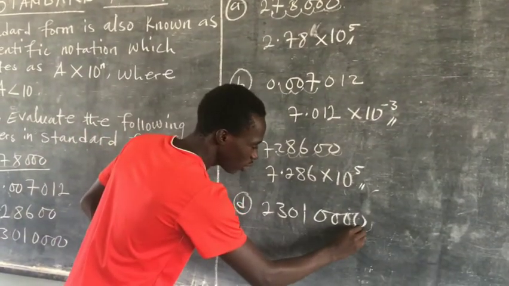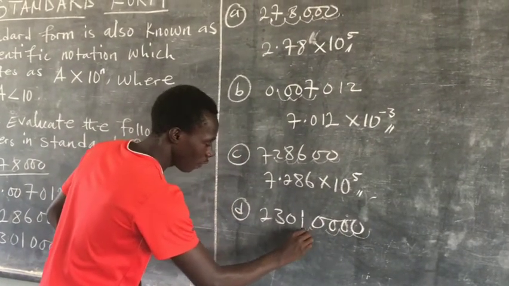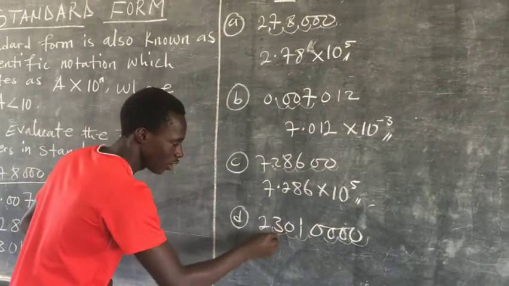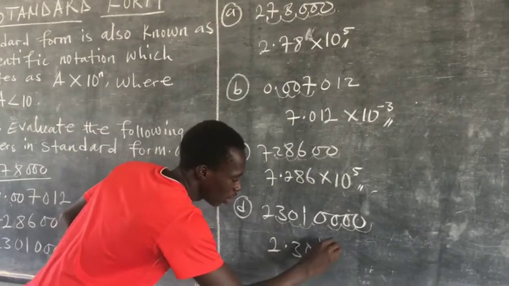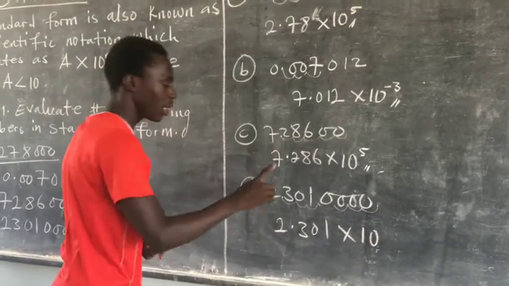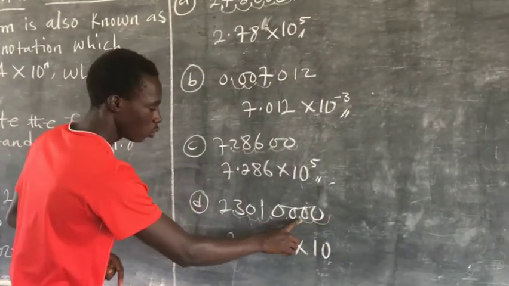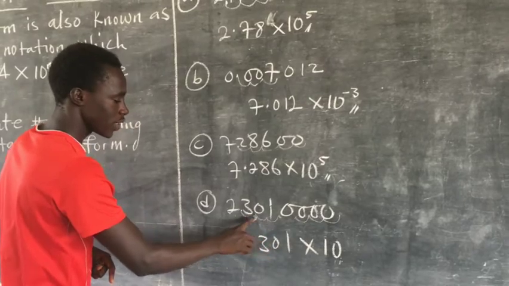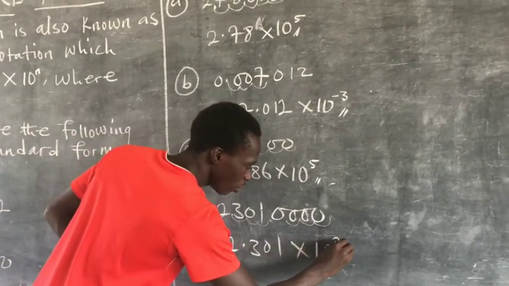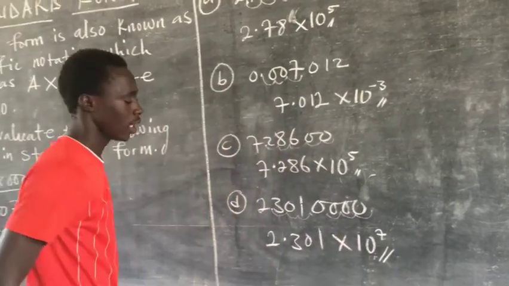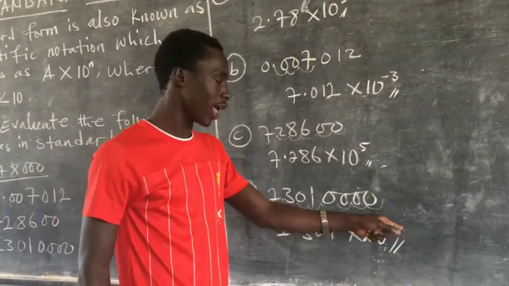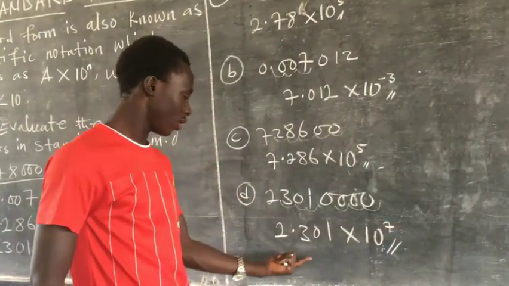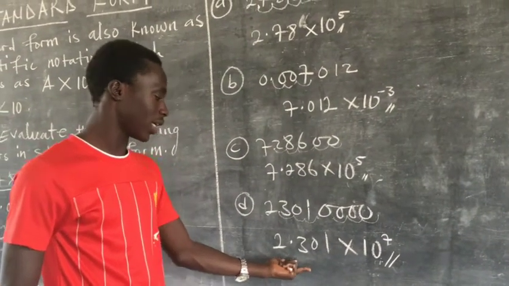So this is 1, 2, 3, 4, 5, 6, 7. So this will be 2.301 times 10 to the power. How many times do we move the decimal point? 1, 2, 3, 4, 5, 6, 7. 7 times. Therefore, the power will be a positive 7. So this is A, this is the constant 10 given, and this is n. The power here is n, the number here is the base, and that is 10.